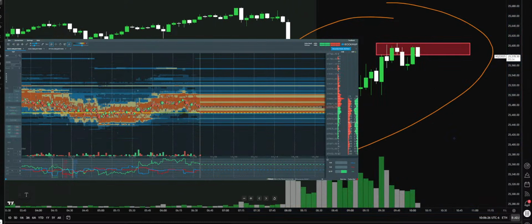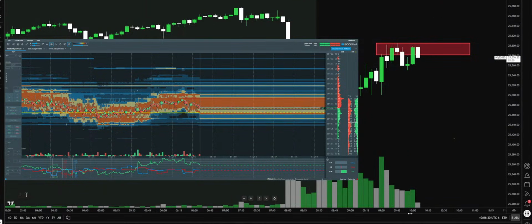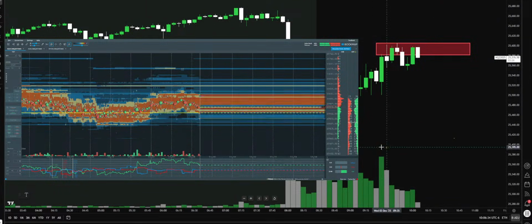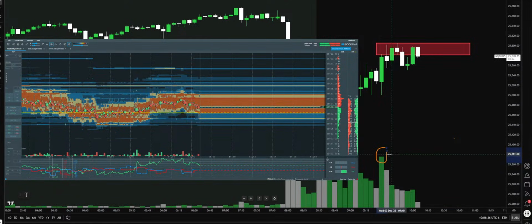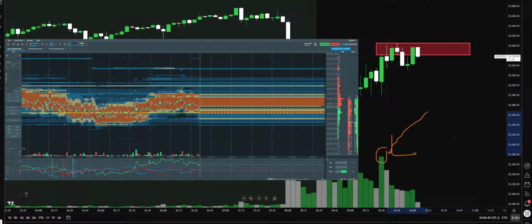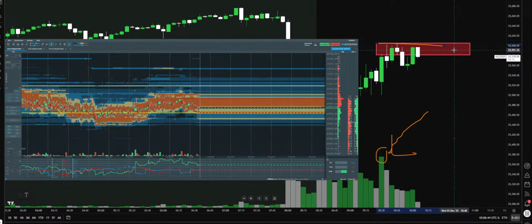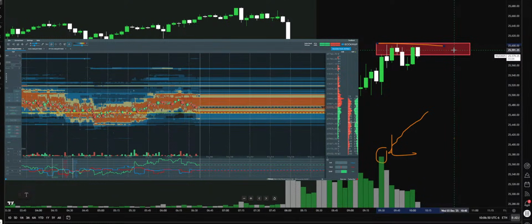Another rejection off this liquidity block. But the first and foremost thing, let me make sure y'all can see this, is this right here. Right now, that's the primary mechanism on which I'm making decisions, is this guy right here, that volume spike. That tells me that there's a tremendous amount of supply right there. And I definitely don't want to chase a long position here if I'm not already long until we break that level. The market's telling me what to do.